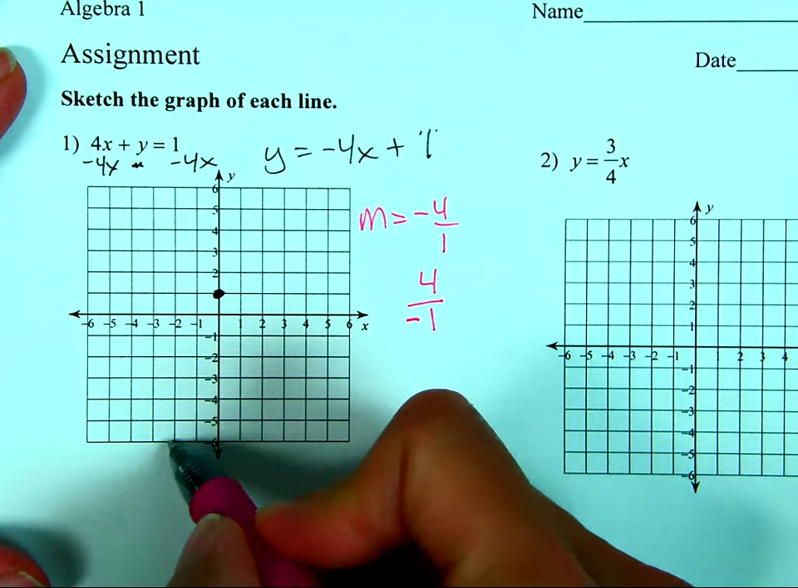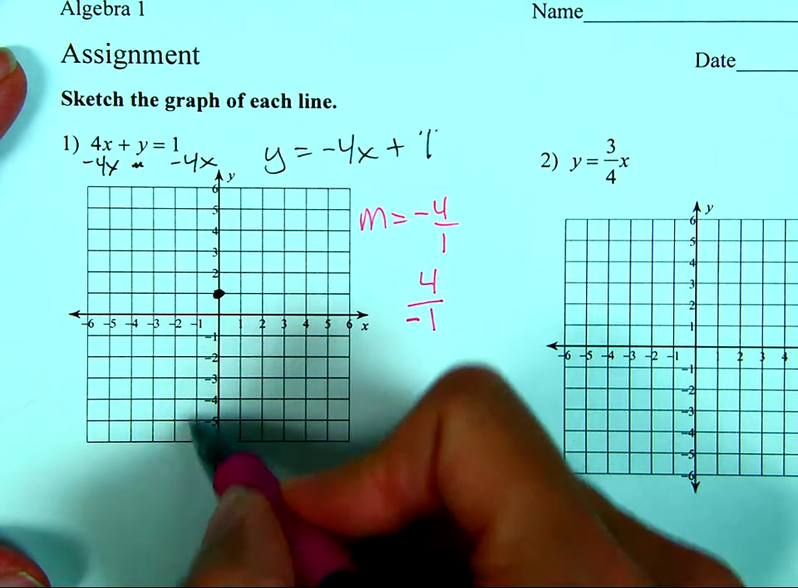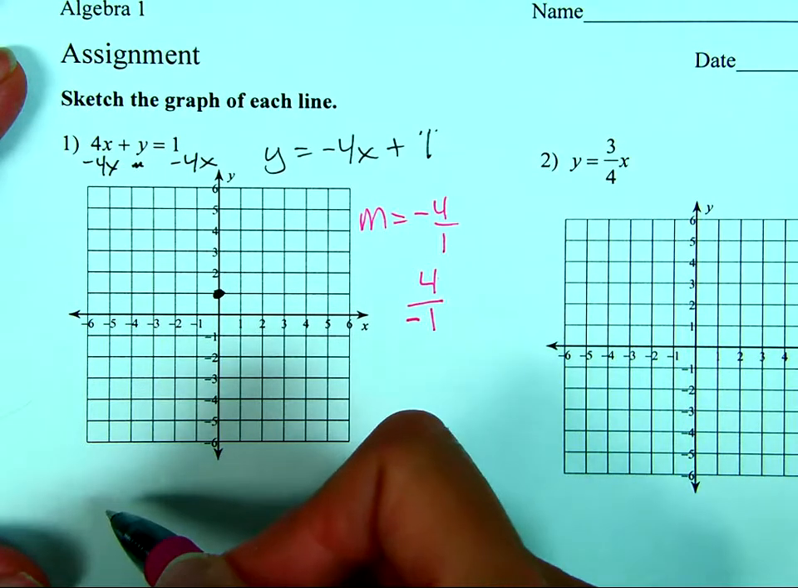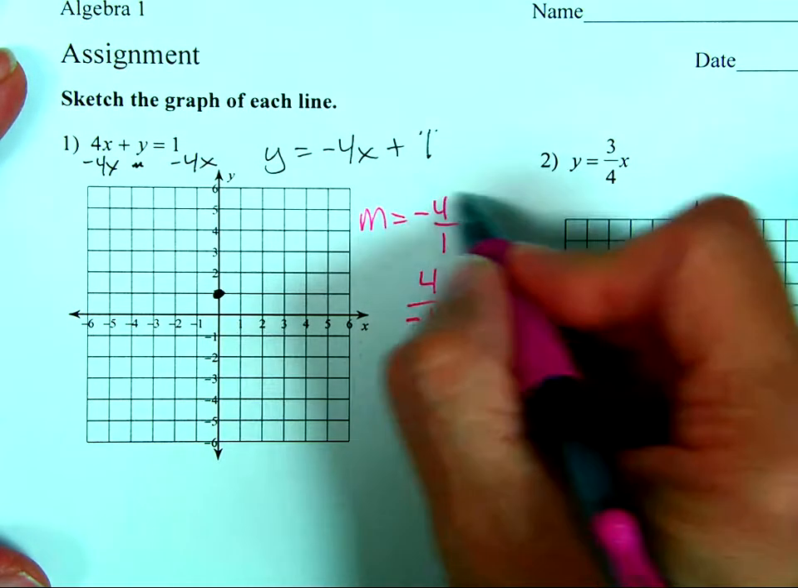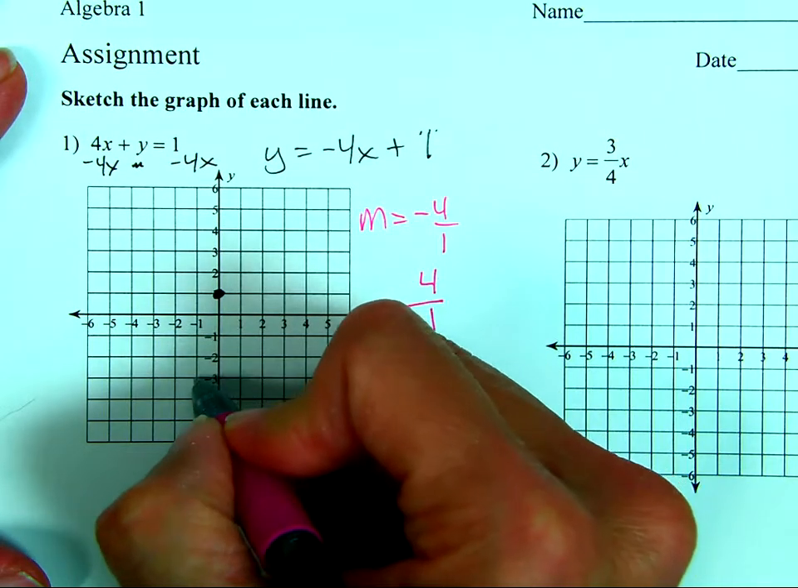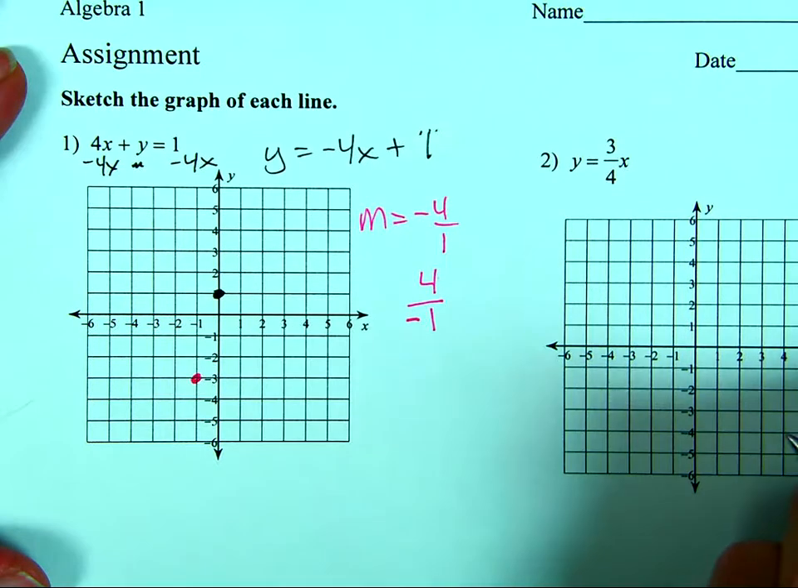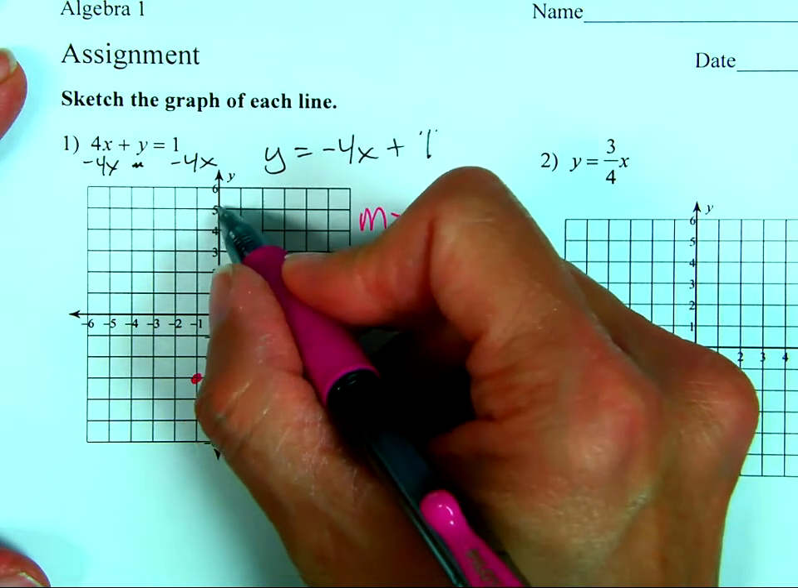Some people say, oh, well, I can't go down anymore. Well, that's okay. Up and right is the same as down and left, and I'll show you. So let's do this one first. So we're going to go down 4. We're going to go left 1. On this one, we're going to go up 4 and right 1.